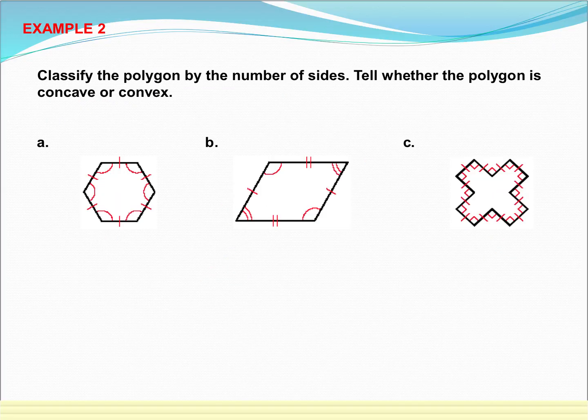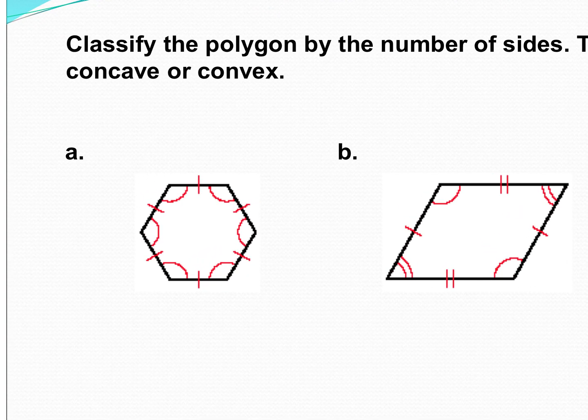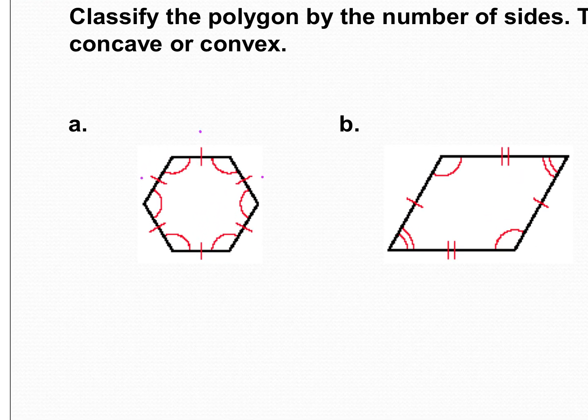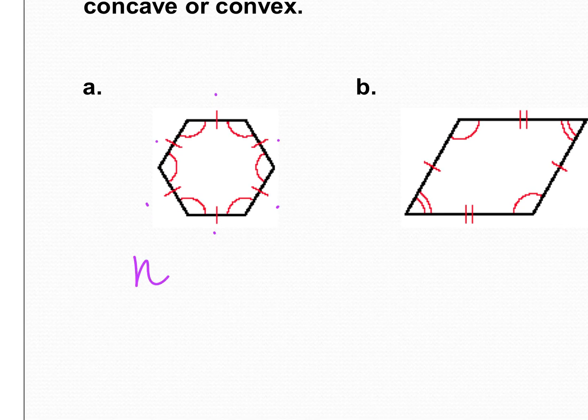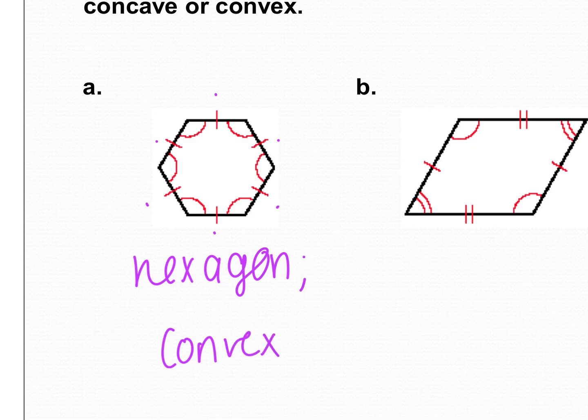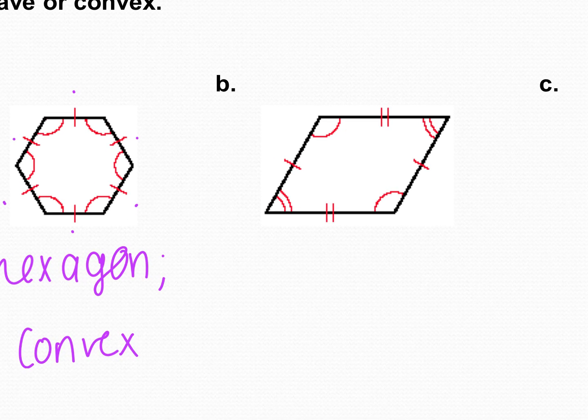This one says classify the polygon by the number of sides. Tell whether the polygon is concave or convex. So looking at A, counting my sides, 1, 2, 3, 4, 5, 6 sides. What would I classify this polygon as? What would I call it? Hexagon. And is this hexagon concave or convex? Good, convex.